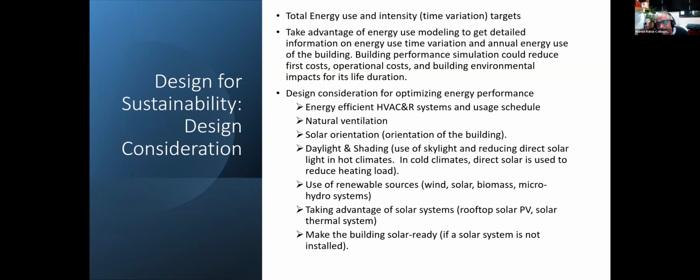And so you need a kind of filtration. But if you are in an environment where you can use natural ventilation, that helps you a lot in terms of the design. Solar orientation of the building: when you want to take advantage of the solar radiation for a solar system, the highest amount of electricity that you can get is when the solar panels are facing south.